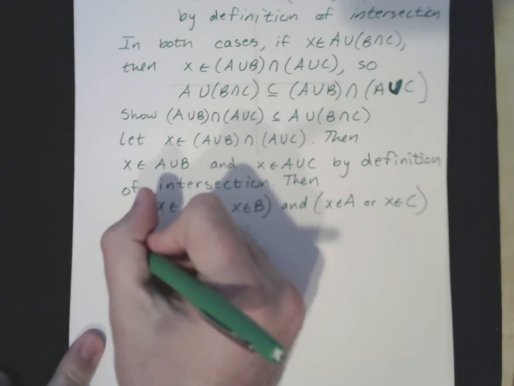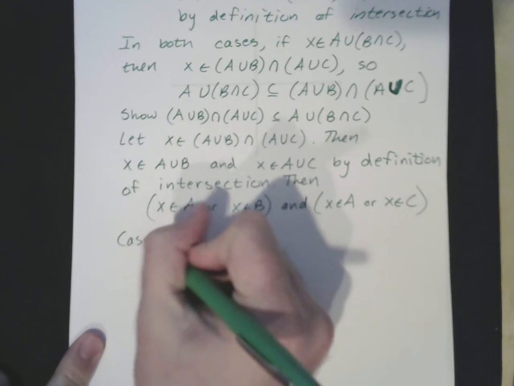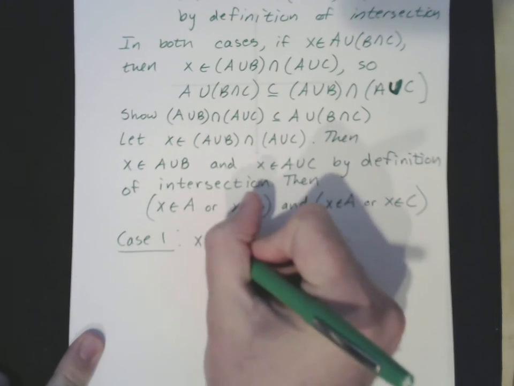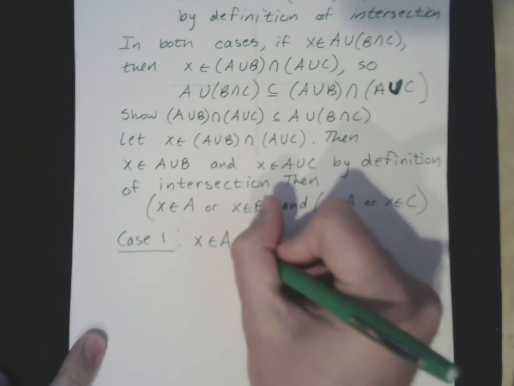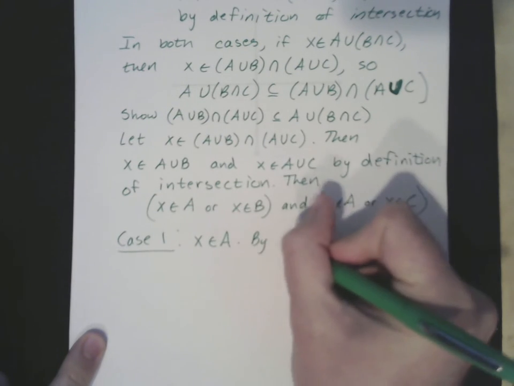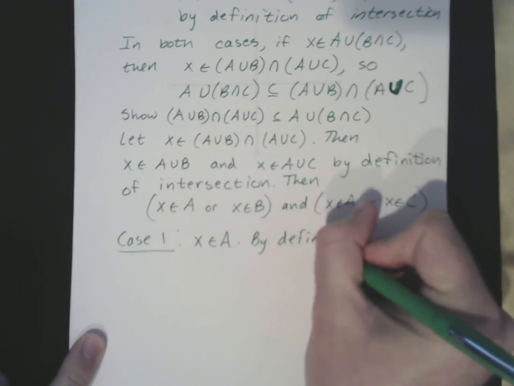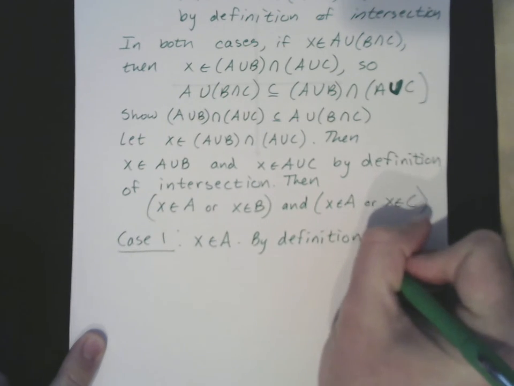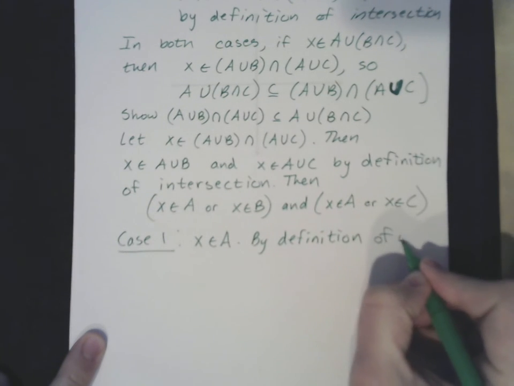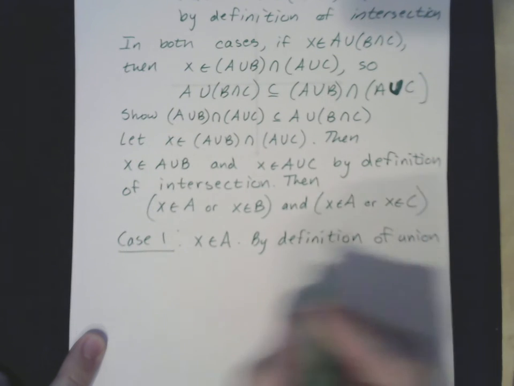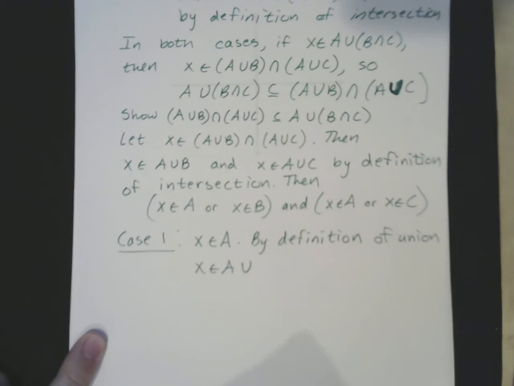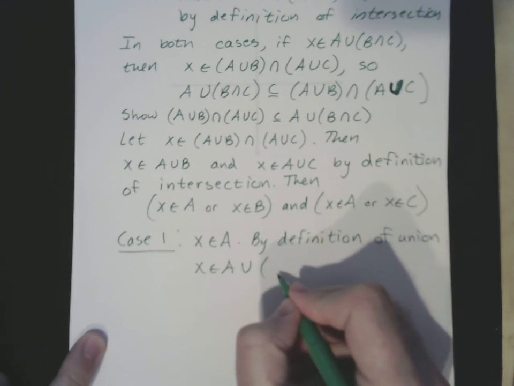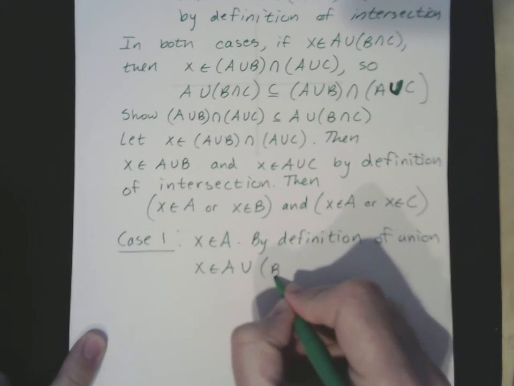So our cases, the first is X is in A. So by definition of union, X is in A union any other set that we want, and we want B intersect C.